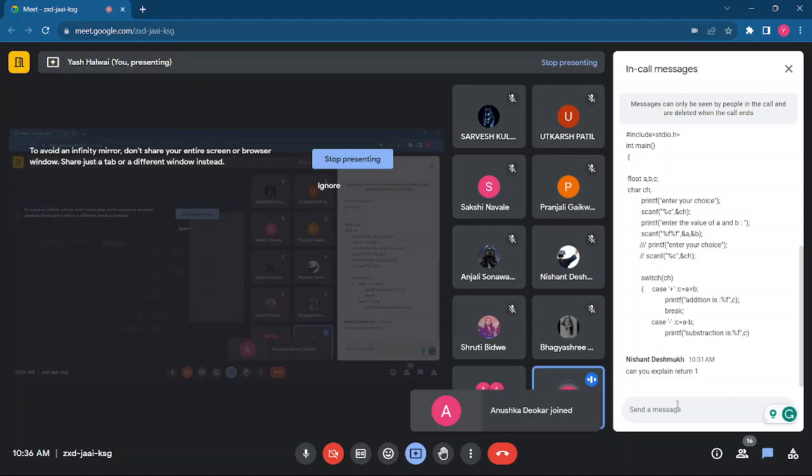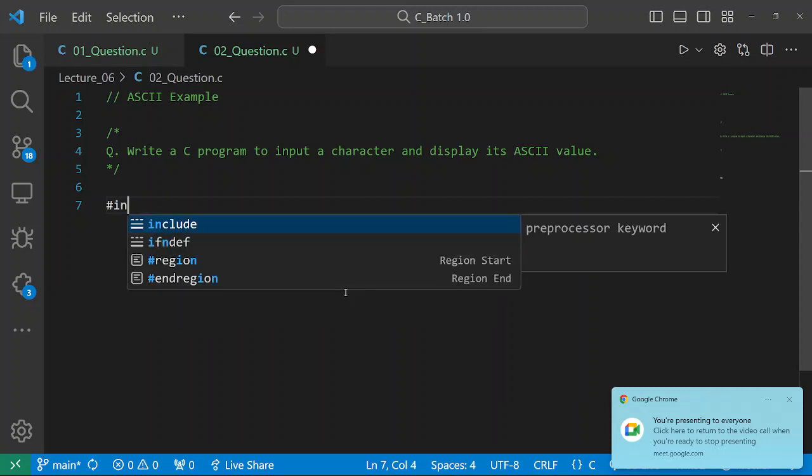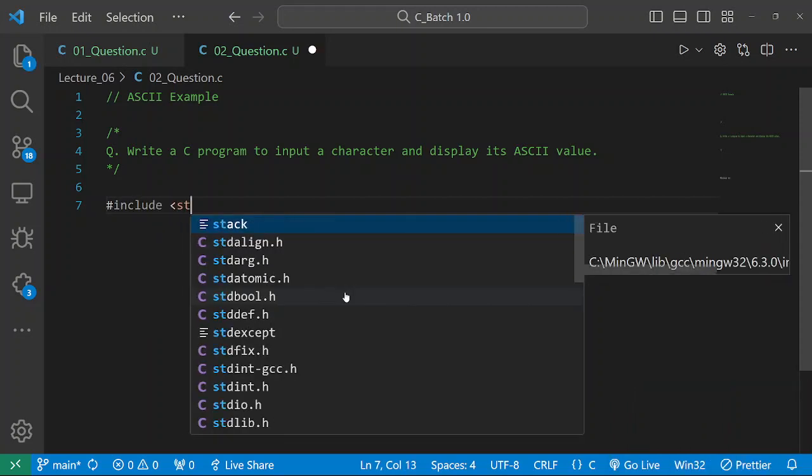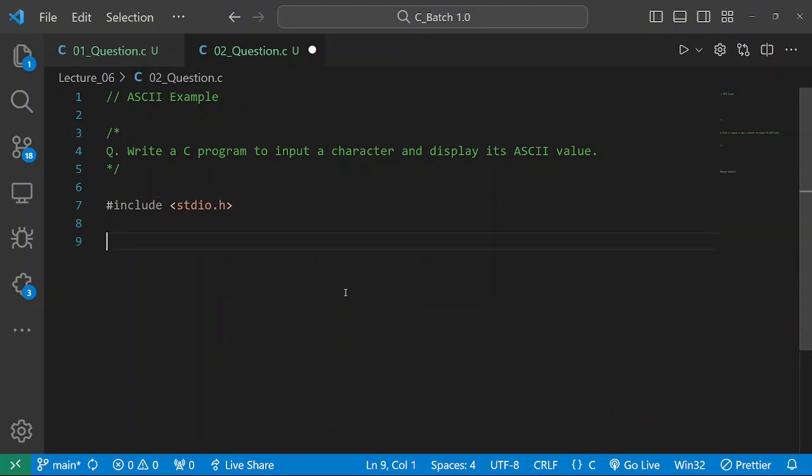So now let's begin. Focus on this screen. Let me include my header file for you. Now let me write a main, and in main generally we return 0. I hope now return 0, return 1 is clear. A very good question was asked.